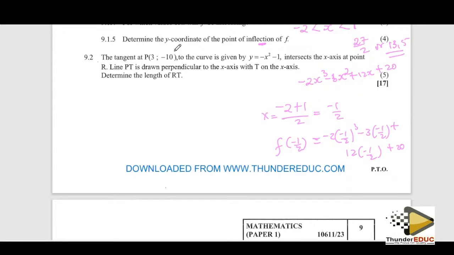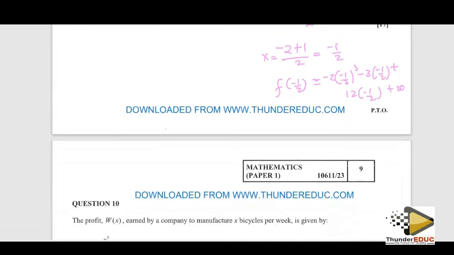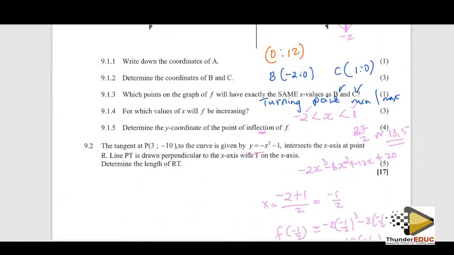At P, which is 3 and -10 to this curve, intersects the x-axis at a point R. Then line PT is drawn perpendicular to the x-axis, and determine the length RT. So for me to interpret this question, let me just try to refresh my page so that I get space to that.